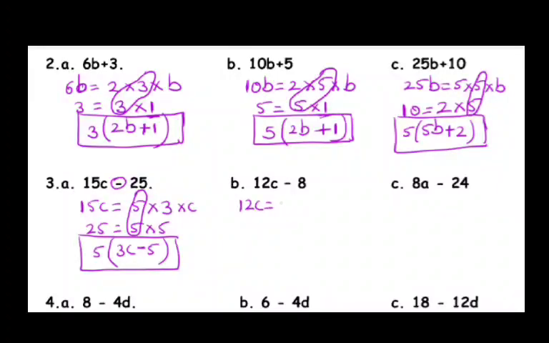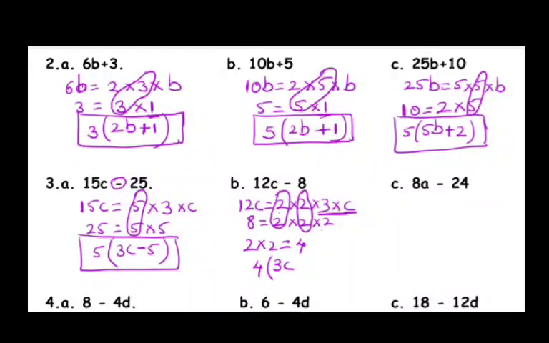12c is equal to 2 into 2 into 3. 2 2s are 4, 4 3s are 12, into c. 8 is equal to 2 into 2 into 2. We have this in common. We have another pair in common, which is equal to 2 into 2 is equal to 4. So we will write 4 outside. Inside we write 3c. Pick up the minus sign from the question, and this is 2.